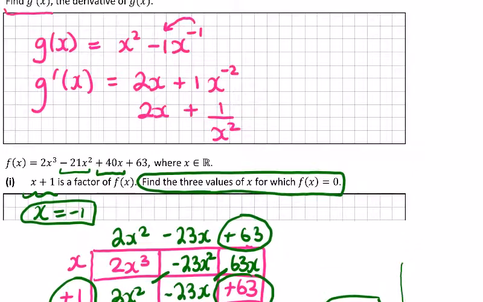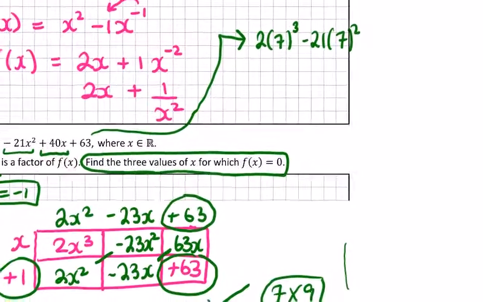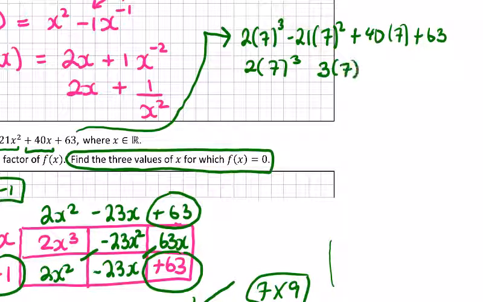Let's see the 7 work. I think it does work nicely here. If we put 7 in, let's just have a bit of fun. Gives you time at the end of the exam. Does 7 work? 2 by 7 cubed minus 21 by 7 squared plus 40 by 7 plus 63. This is going to give 2 by 7 cubed. I'm going to keep them as cubes here. This 21 is going to be 3 by 7, which is 21, by 7 squared. So that's going to be 3 by 7 cubed.